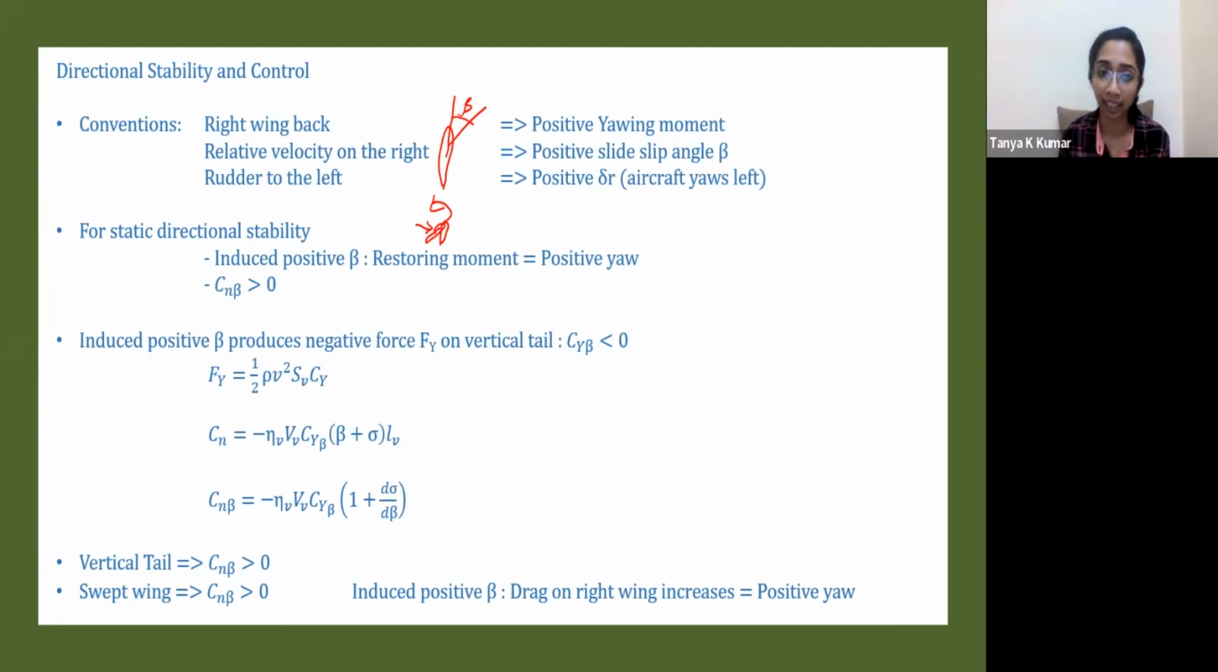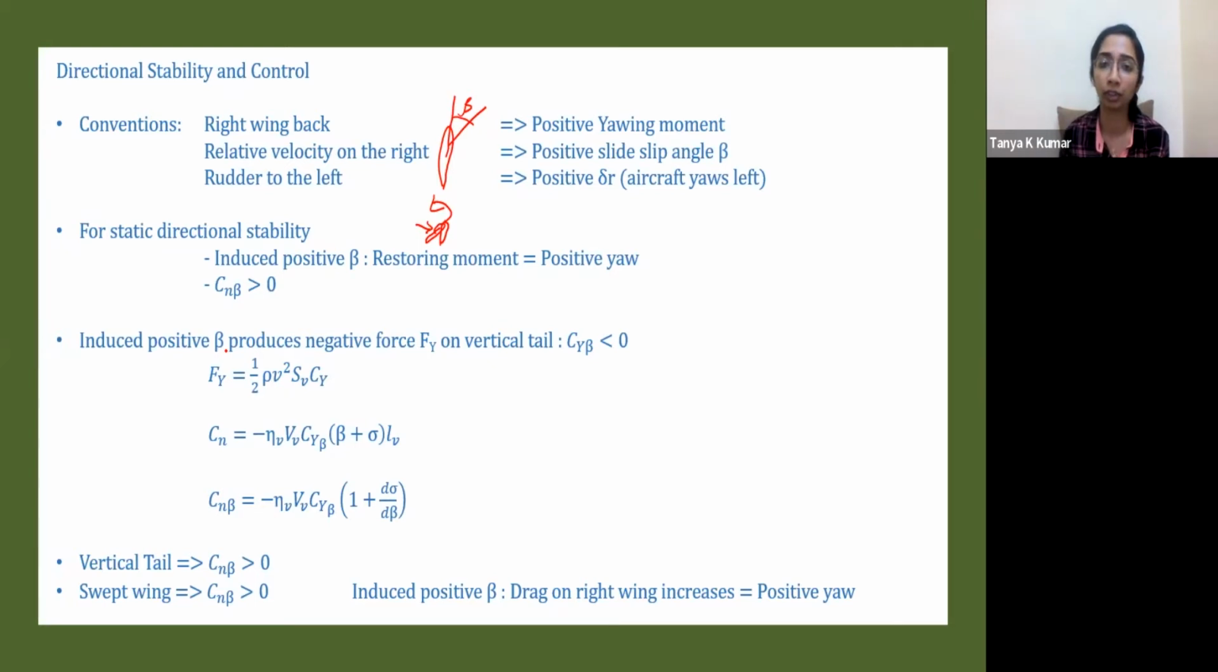Now for static directional stability, what we need is a restoring moment. So when the aircraft encounters a positive side slip angle, you need a restoring moment Cn such that the disturbance is removed. So for that, we need a positive yaw. So with an induced positive side slip angle, we need a positive yaw to counter it. The restoring moment is positive yaw, and hence the derivative Cn beta is positive. Cn beta is greater than 0.